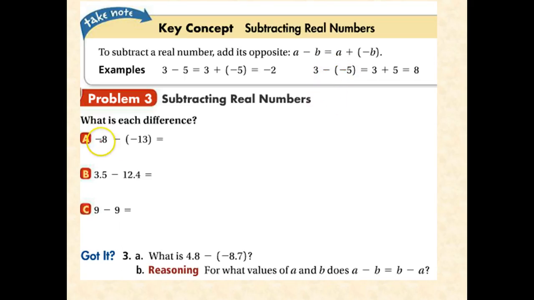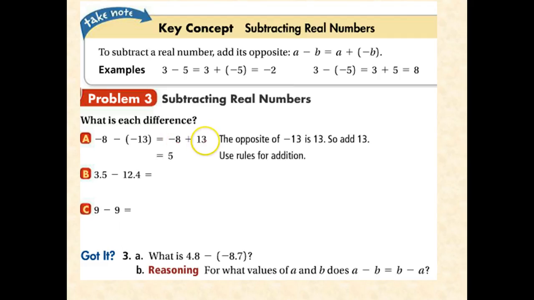Anywho, problem number 3. Negative 8 minus negative 13. The definition of subtraction says that's going to be negative 8 plus the opposite of negative 13, which is negative 8 plus 13. So now we use the addition rules. These are opposite signs, so I'm going to do 13 minus 8 is 5, and the 13 was bigger and is positive, so positive 5.